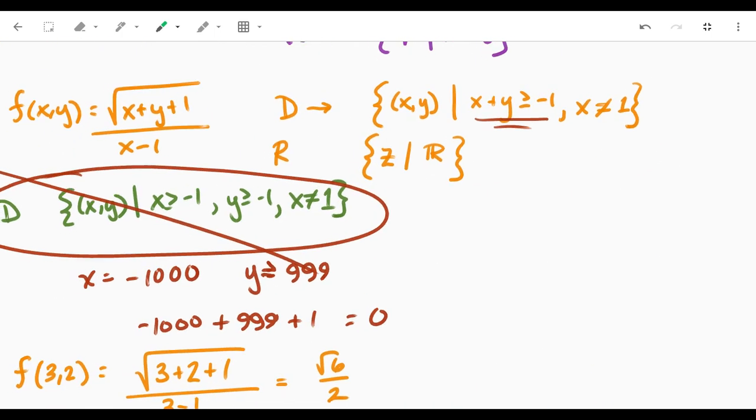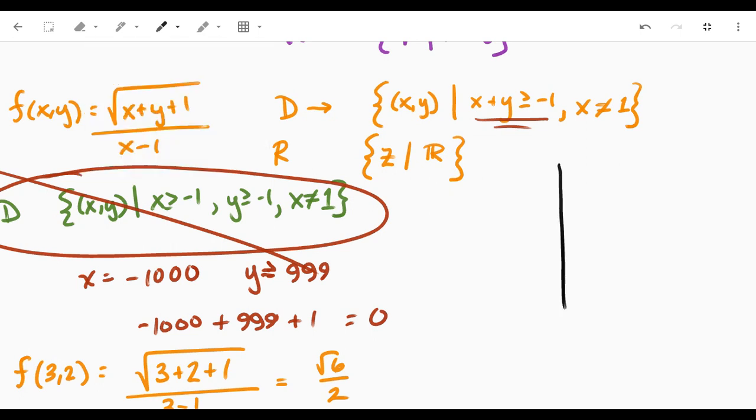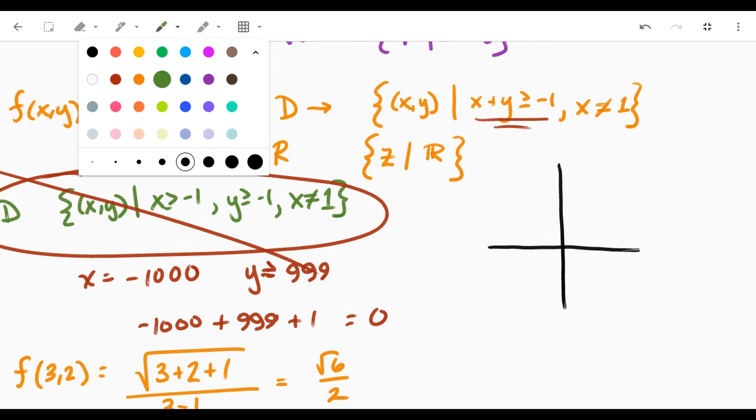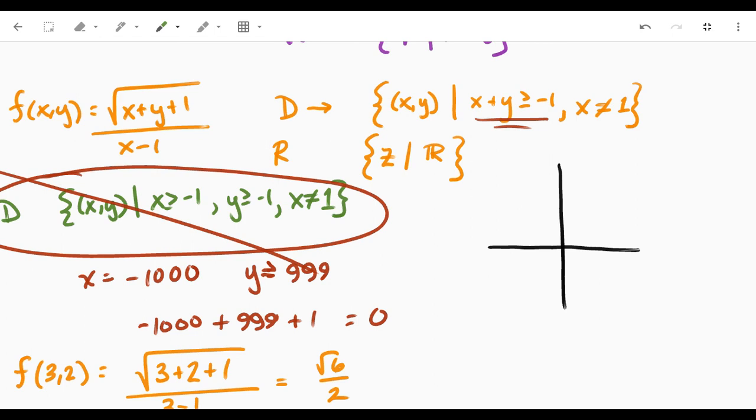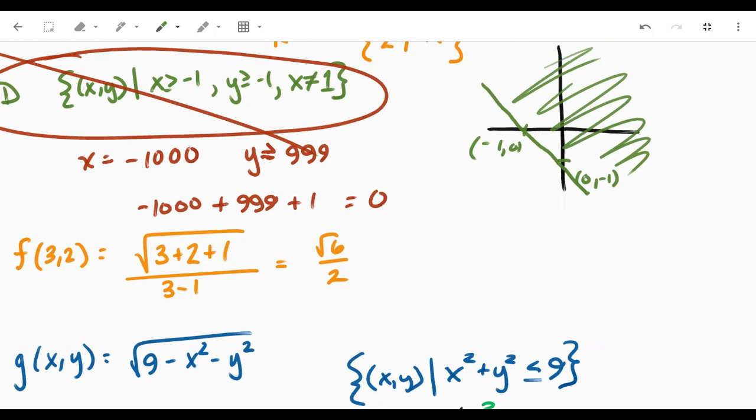If I were to graph this one, x plus y is less than 1, that graph would be a line. Okay, so you can quickly find the intercepts of that line. If x is 0, y would be -1. If y were 0, x would be -1. We would draw a solid line through that one. And x plus y is greater than -1, so we would shade that half plane there. Okay? So you can graph that two-dimensional region that would give you the domain.